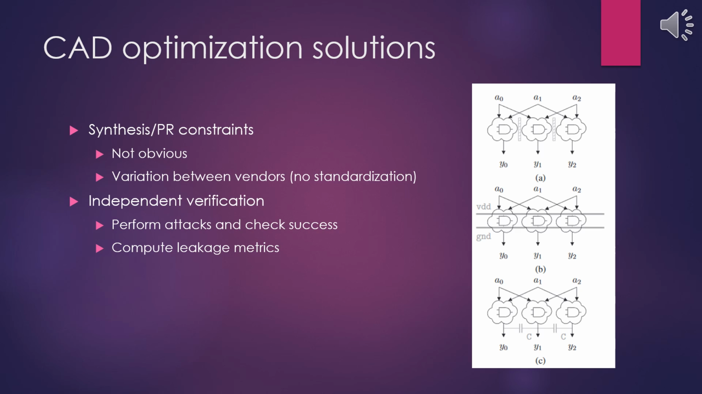A potential solution to this issue is an independent verification. The independent verification would perform checks based on the attacks that the circuit is designed to thwart. The tool would then check the success of performing these attacks. These checks could be performed in a logic level simulator. Additionally, the tool should compute some information about leakage metrics, which can be simulated using a SPICE simulator.